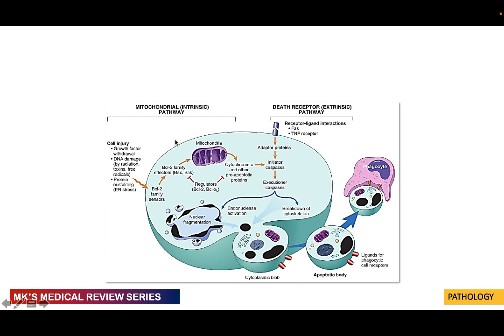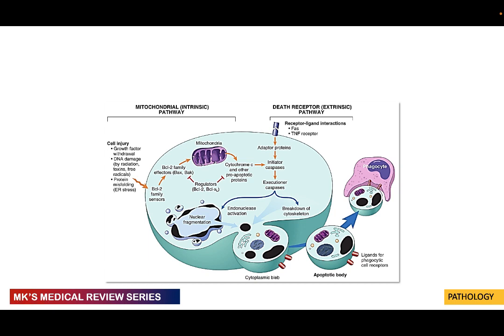It may be due to certain stimuli like growth factor having been withdrawn from the cell. It could be that the DNA has been damaged due to radiation, toxins, even free radicals, or proteins have been misfolded. Maybe this may be due to endoplasmic reticulum stress. Remember, this is going to be sensed by a group of genes, or rather proteins, known as the BCL2 family. These BCL2 proteins include BAX and BAK, which are going to stimulate the mitochondria and increase the permeability of the mitochondria.